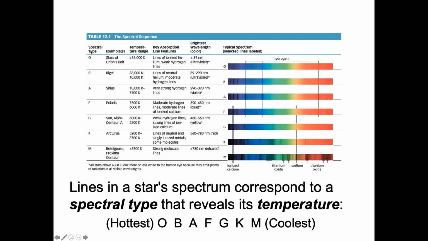And this brings us into spectral types. There are 7 spectral types for stars, and they correspond to different letters. The letters are indicated here: O, B, A, F, G, K, M. There are a lot of mnemonics used to help memorize that.